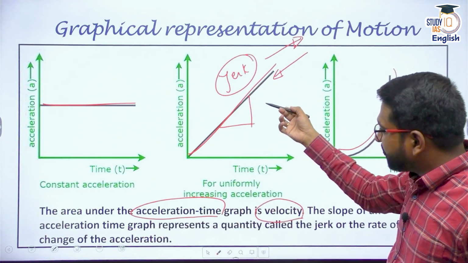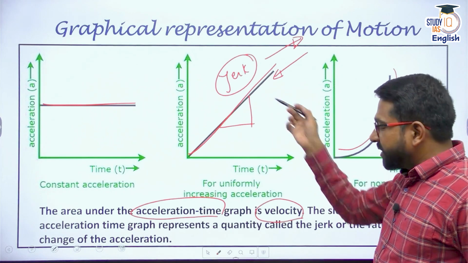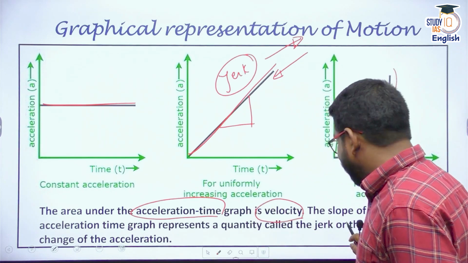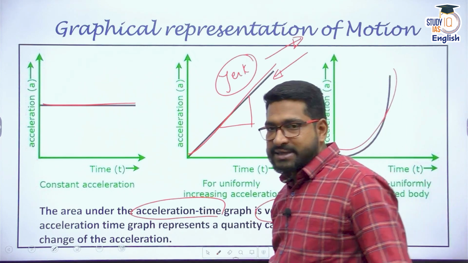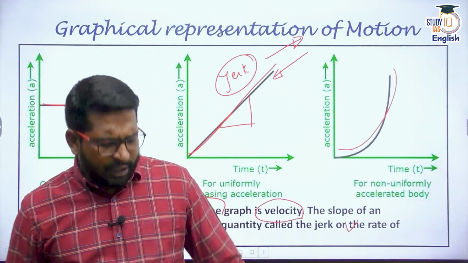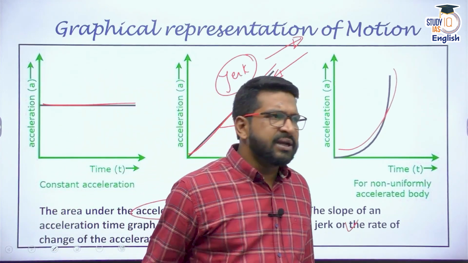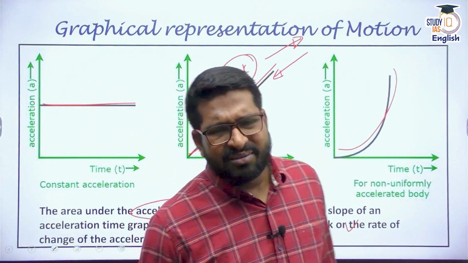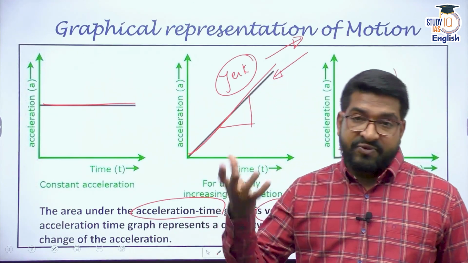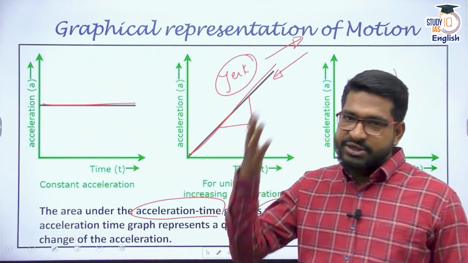So at any point of time on the acceleration time graph, I calculate the slope. It is going to give me the quantity called jerk, that is the rate of change of acceleration. Clear? Right. Again, on the basis of this, different mathematical questions can be created. Not very important for us, but they'll be very relevant in your physics concept, in your NEET, JEE, etc.